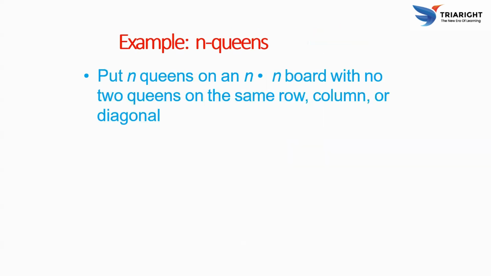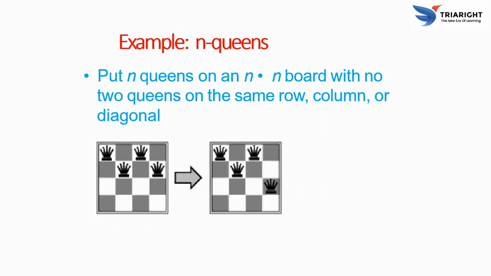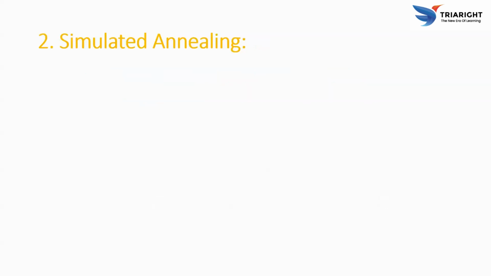As an example of n-queens, put n queens on an n by n board with no two queens on the same row, same column, or diagonal, right? So by arranging this, we can change the locations of the queens, and finally we get a proper arrangement of the queens.